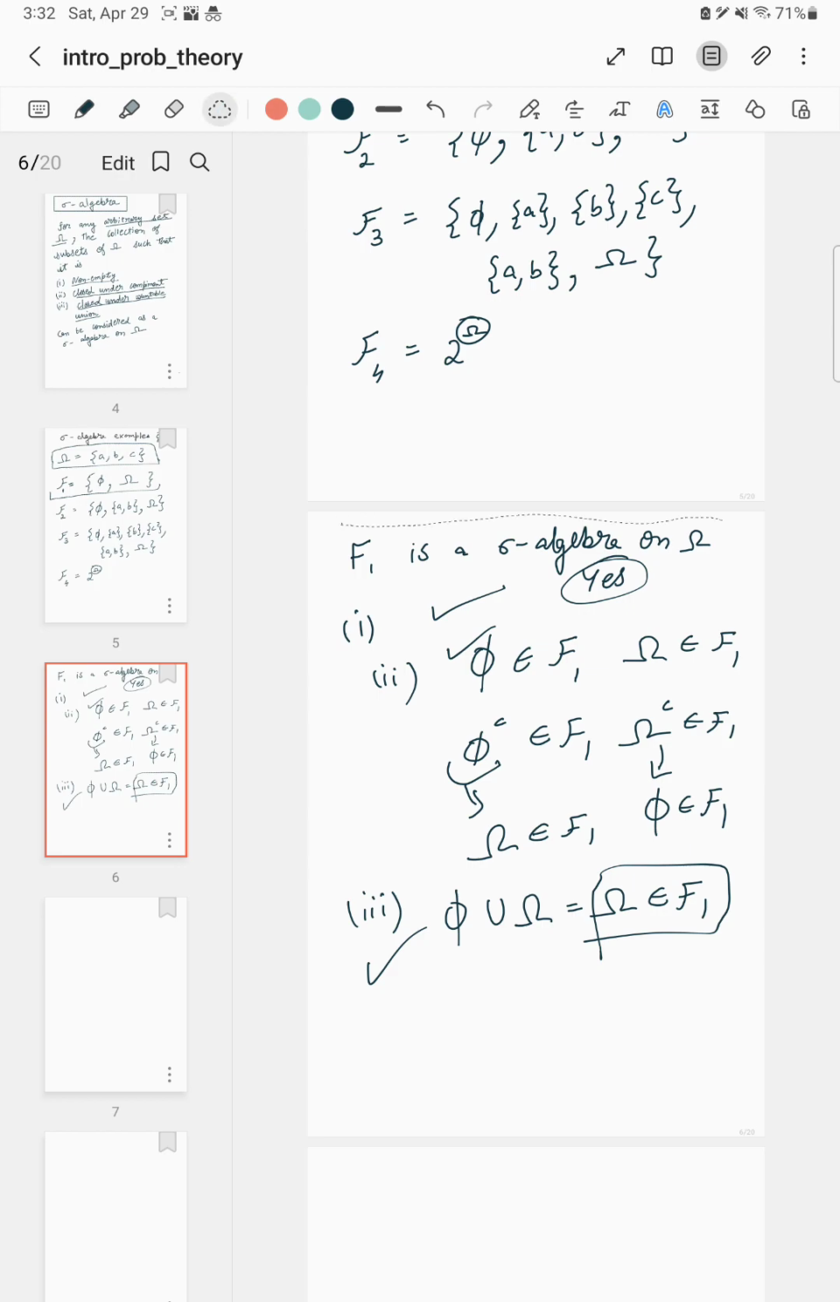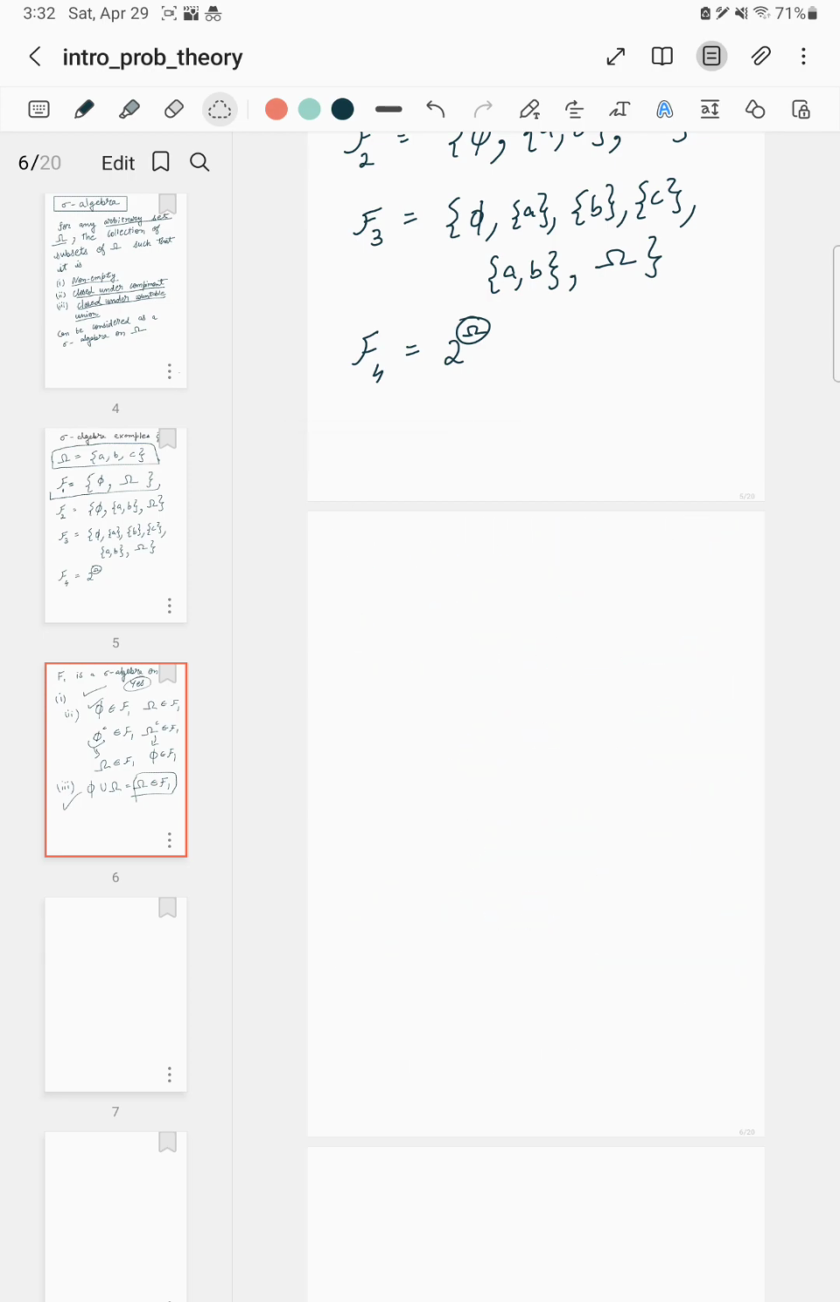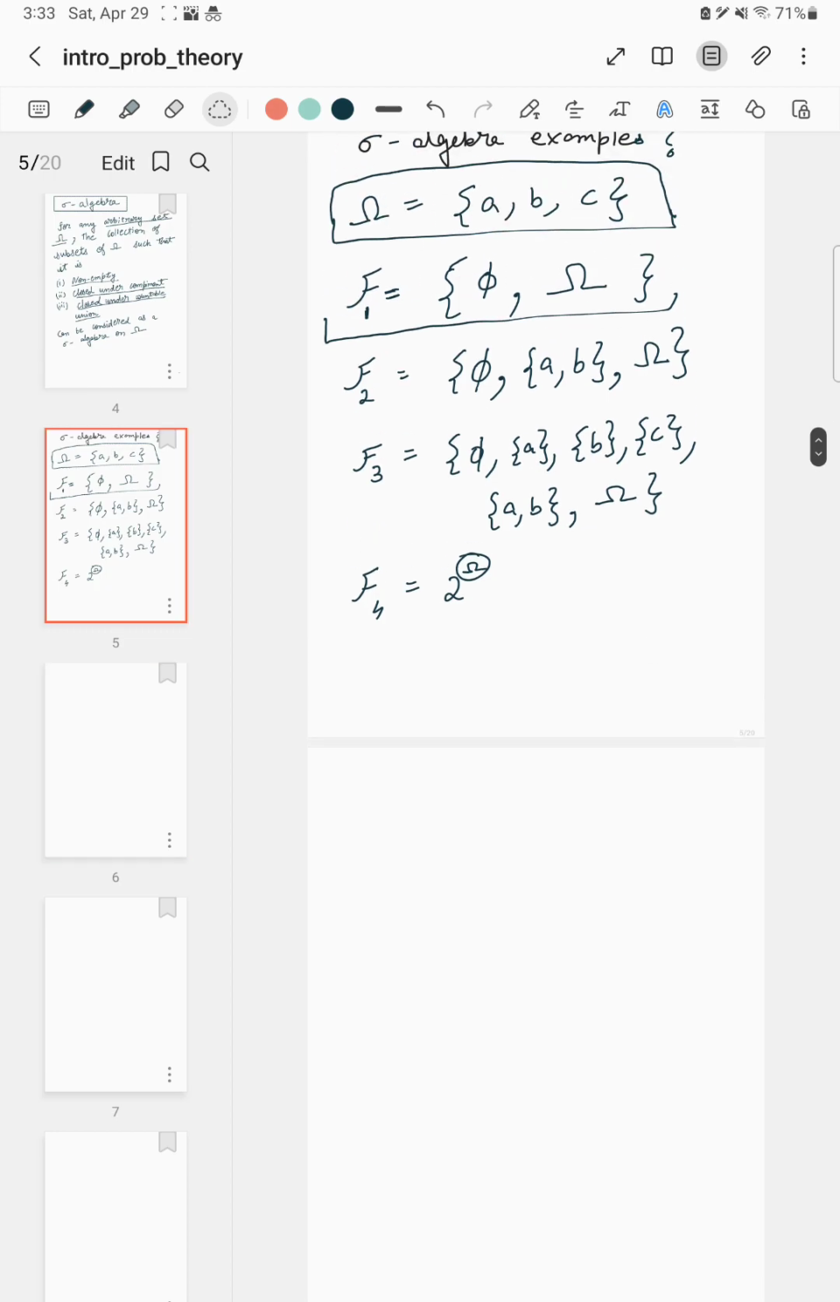Okay, so this is how we verify whether a set F is a sigma algebra on omega or not. Now let's see another example. Let's say we define F2 as a set of this.